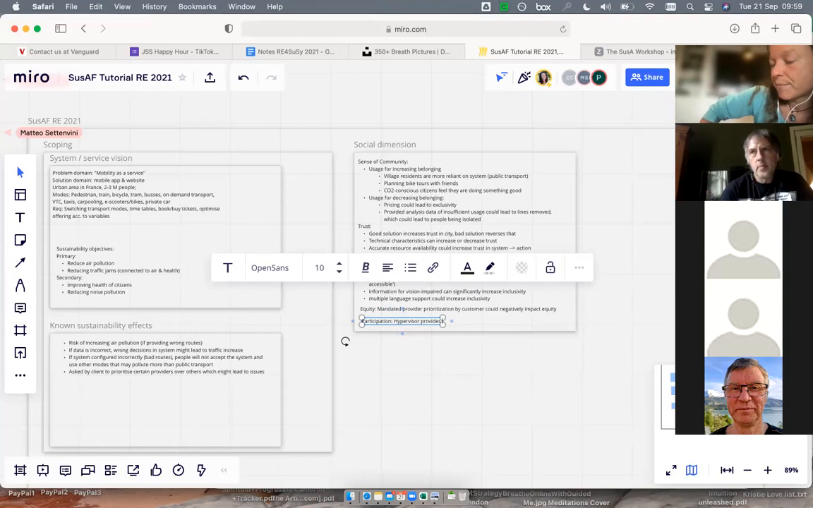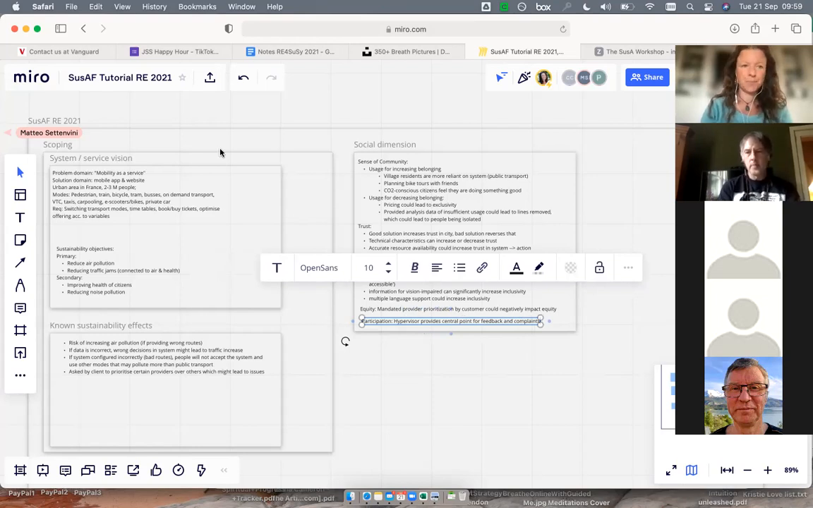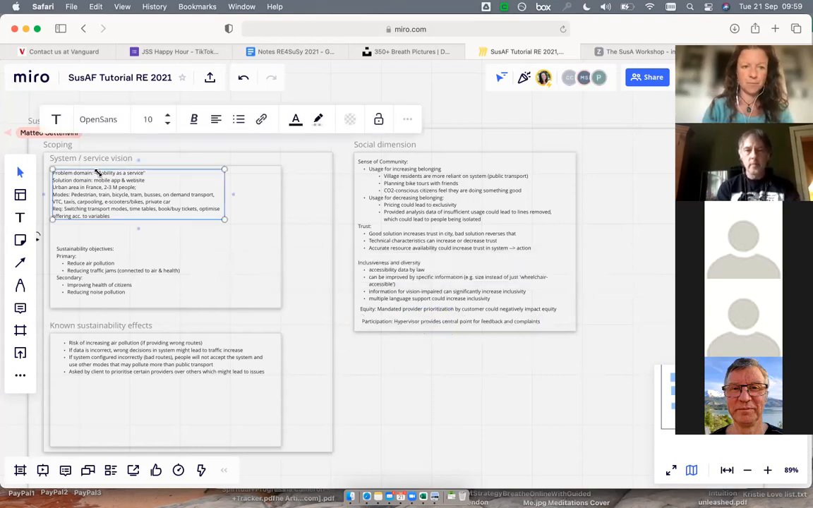The hypervisor provides a central point for both feedback and complaints. Instead of having to go to each single mobility service provider in turn, they act as a hub for any kind of issue. Okay, so hypervisor is the name of the entire system? No, the hypervisor is an external entity, which is the one that also decides on the data we were talking about, whether to add lines or remove lines. They are basically the monitoring entity for the functioning of the system.